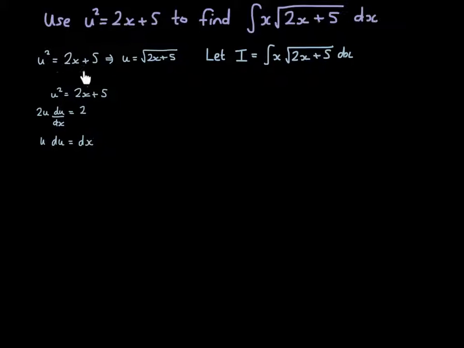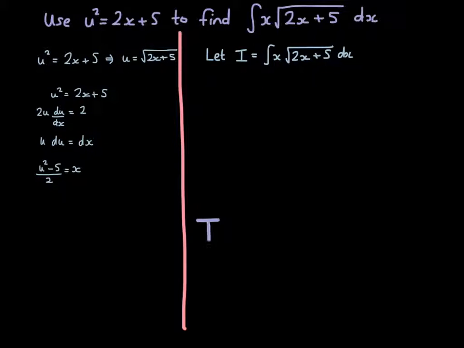So now we just need to sort out the x. So if we go back to u squared equals 2x plus 5 and rearrange that to get u squared subtract 5 over 2, and that's equal to x. So again, I keep the normal working out there on the left hand side. So we now have everything we need to substitute into that original integral to turn it into terms of u.